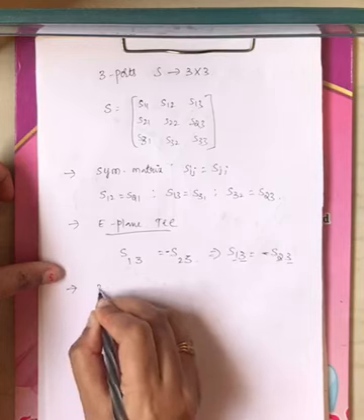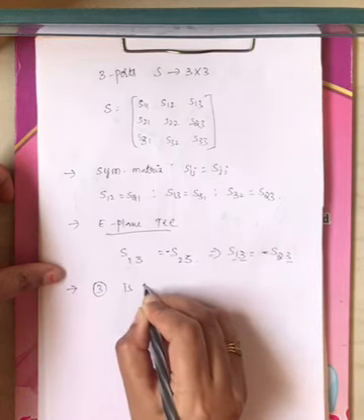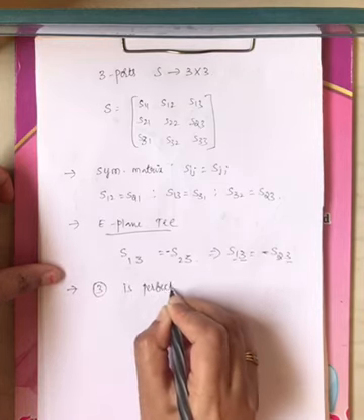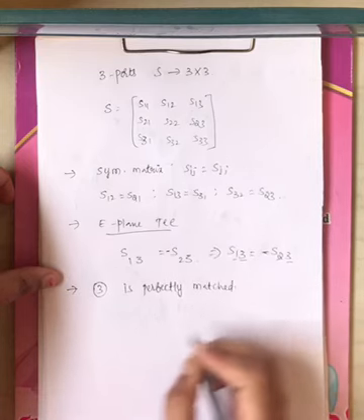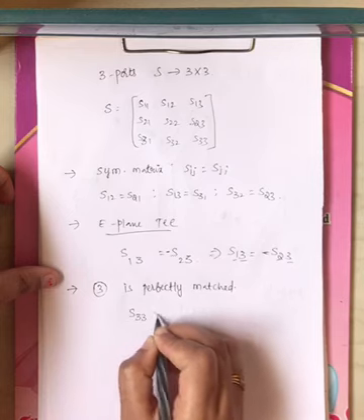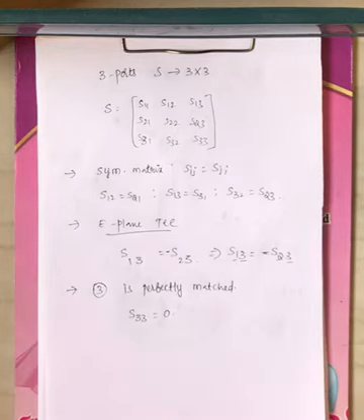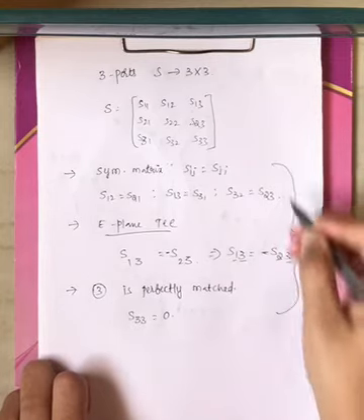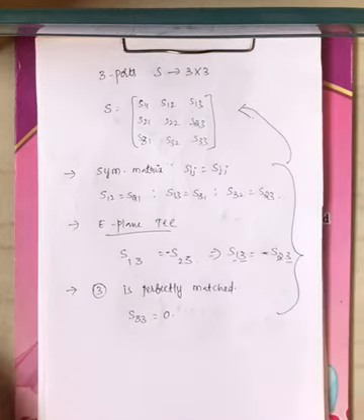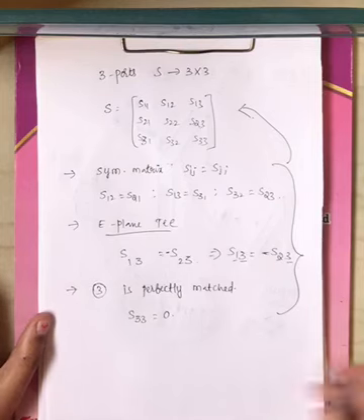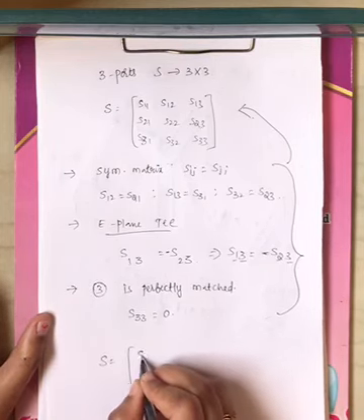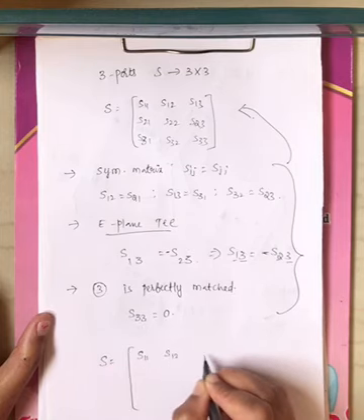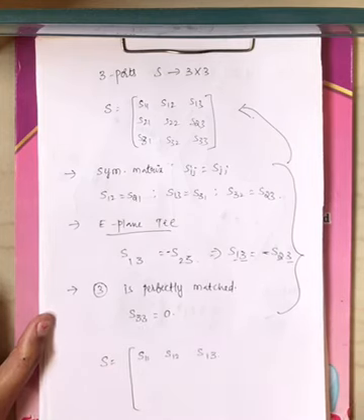Now port 3 is perfectly matched. That means if I give input power from port 3, you won't get any output power from port 3, so there will be no reflections. That's why S33 is 0, right? Now substituting all these values in this S matrix, I am writing the final S matrix. Now what is S11? Same. S12 is also same. S13 is also same, right?